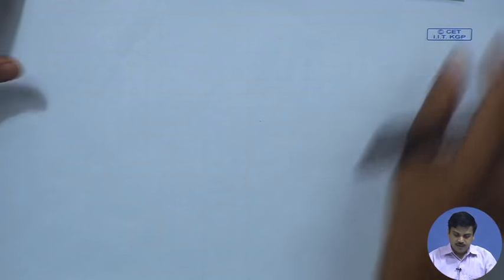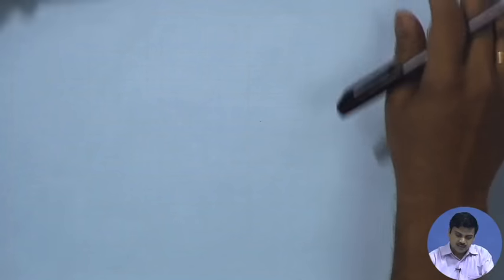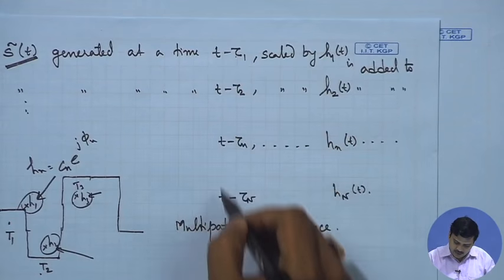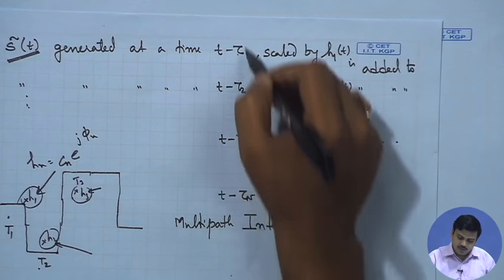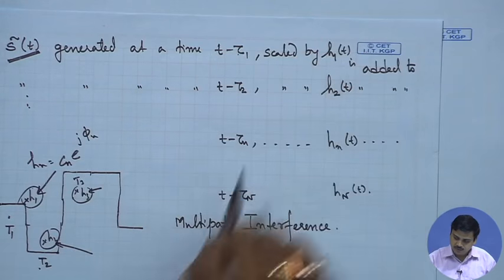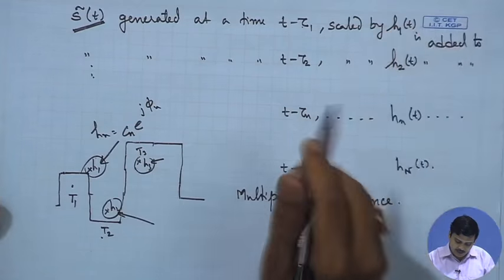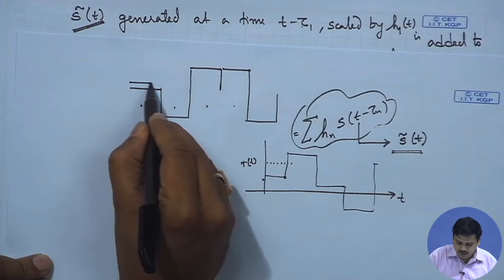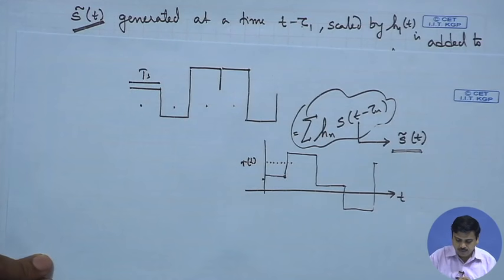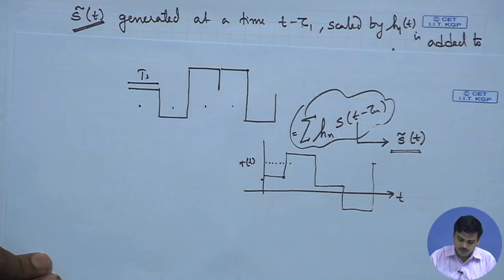Now, let us go ahead a little bit further, and what we would assume is that these delays that we are suggesting over here are negligible compared to the symbol duration. So, what we mean is if this is the symbol duration, the delays are very, very small, right.